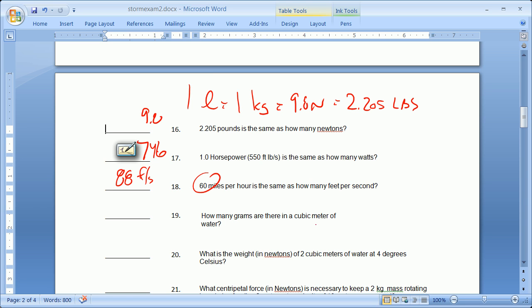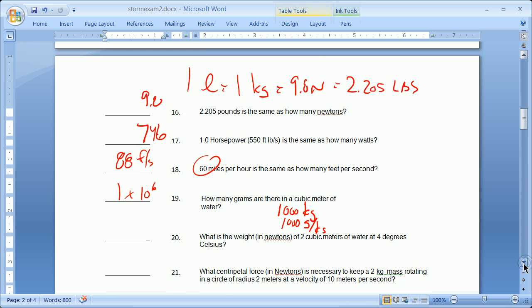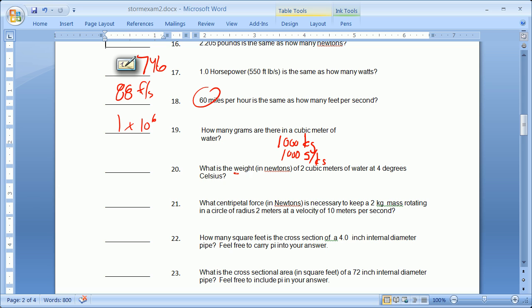How many grams in a cubic meter? Well, there are 1,000 kilograms in a cubic meter and 1,000 grams in a kilogram, so it is 1 million. What is the weight in newtons of 2 cubic meters of water? That would be 9,800 times 2. That's 19,600.